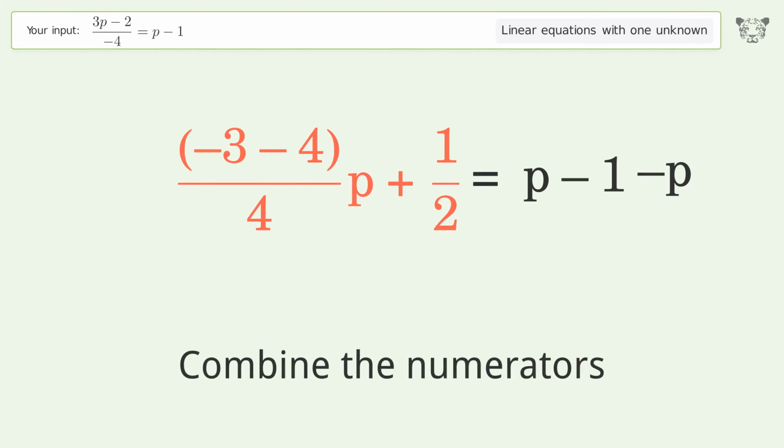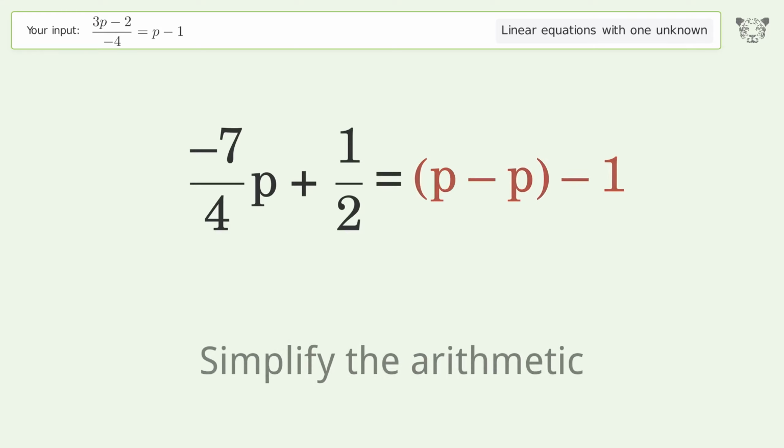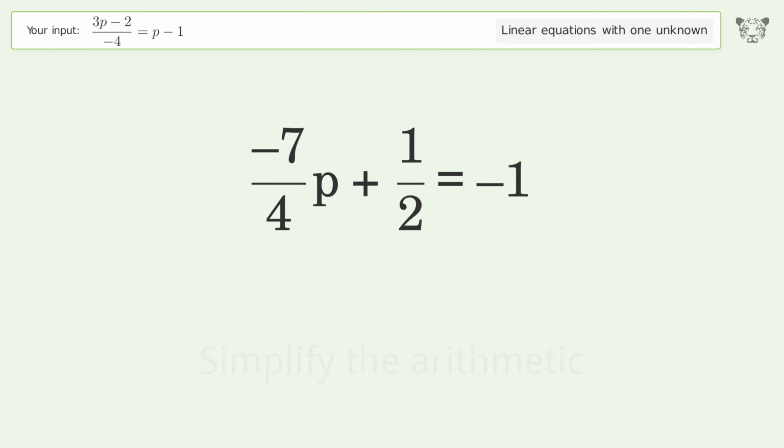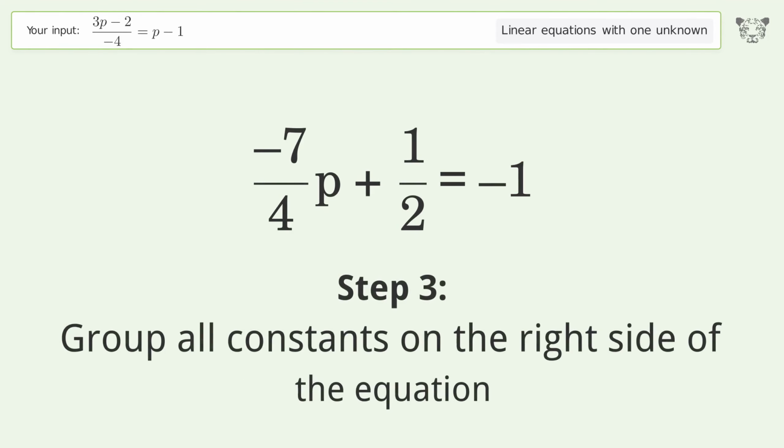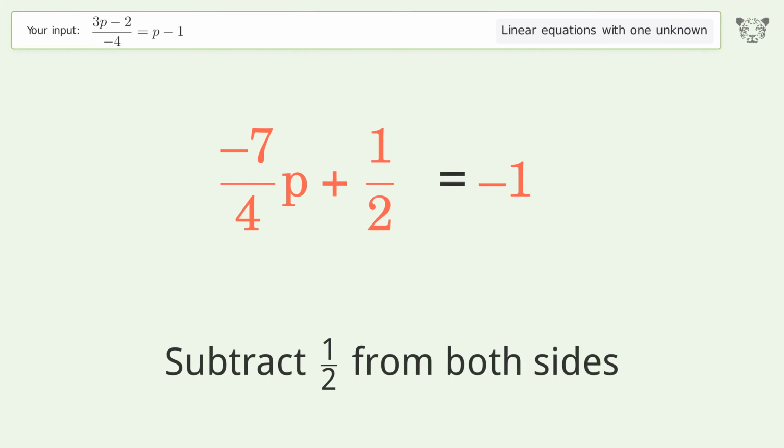Combine the numerators. Group like terms. Simplify the arithmetic. Group all constants on the right side of the equation. Subtract 1/2 from both sides.